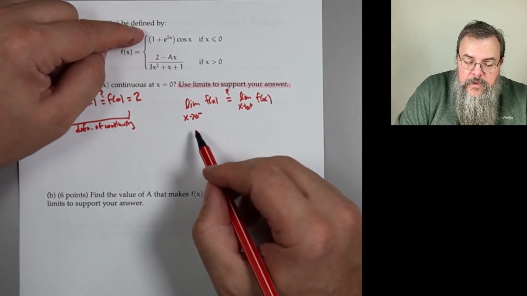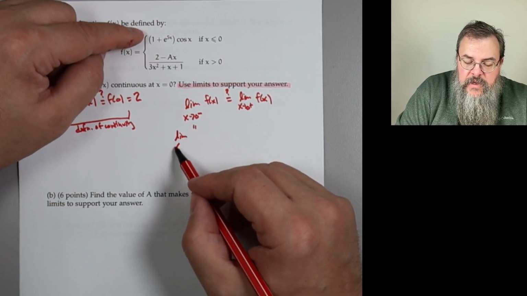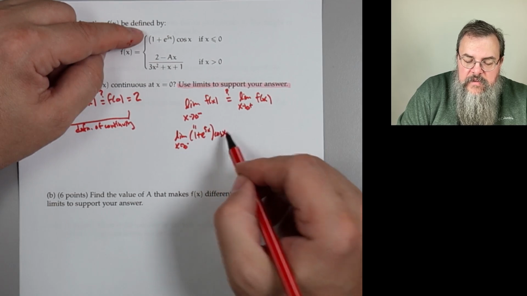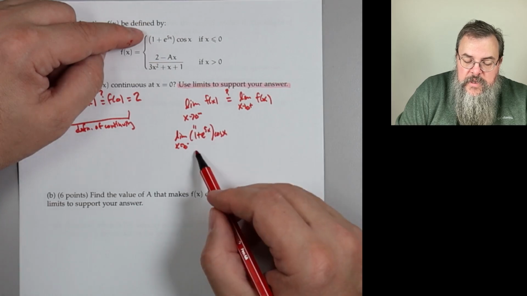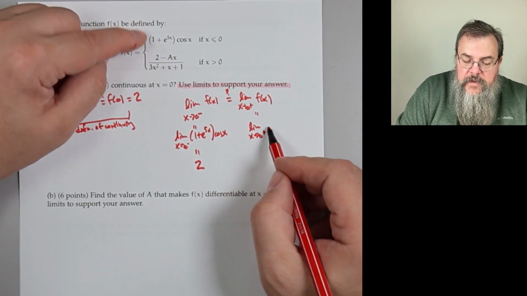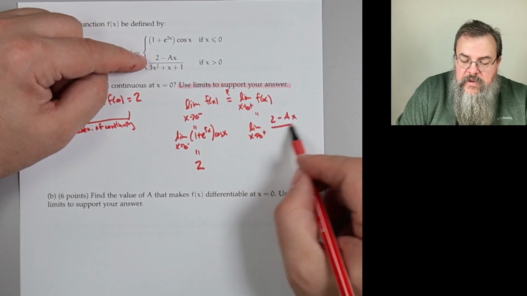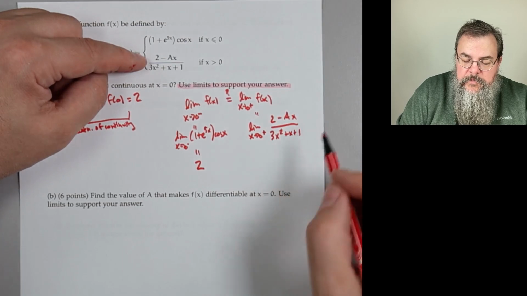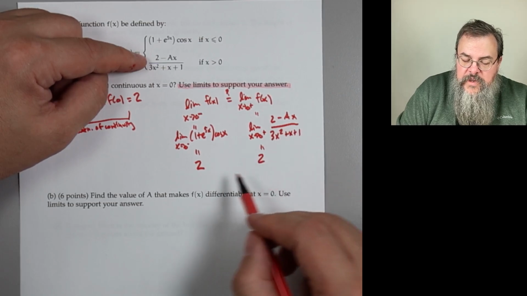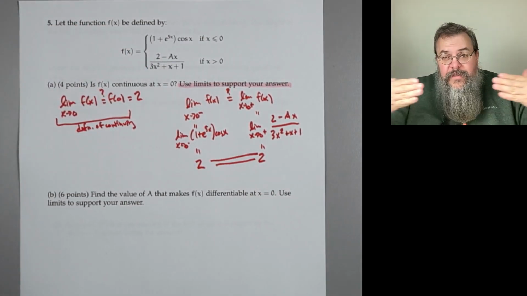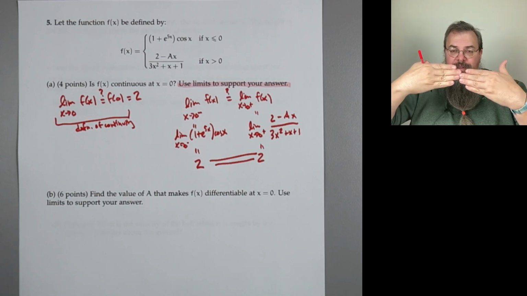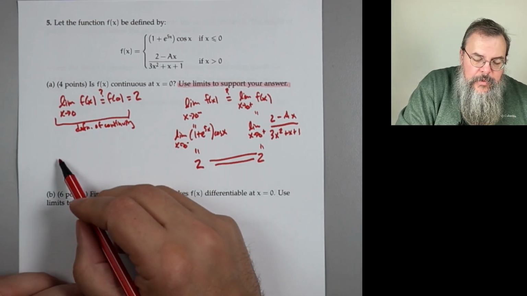Well, from below, we use the below definition. So we put that in. We have 1 plus e to the 5x times cosine of x, plug in 0, 1 plus 1 times 1 makes 2. Here, the limit as x approaches 0 from above of 2 minus a times x over 3x squared plus x plus 1. Plug in 0. 2 minus 0 upstairs, 0 plus 0 plus 1 downstairs equals 2. So yes, the limits on both sides match. The key thing here is we don't want a jump. We want this. All right, so good. Both one-sided limits match.